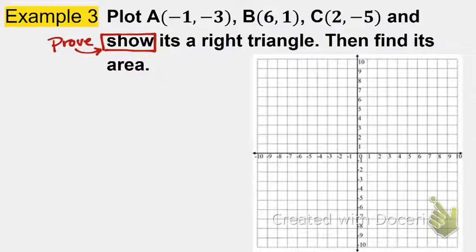All right. So I'm going to plot these points. -1, -3. There's point A. 6, 1 is point B. And then point C is down here, 2, -5. So I'm going to plot and label all those points. And then I am going to go through and connect the dots here too. It's much easier to see this thing that I'm supposed to be proving is a right triangle if I connect those dots.